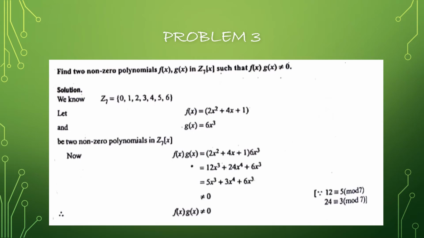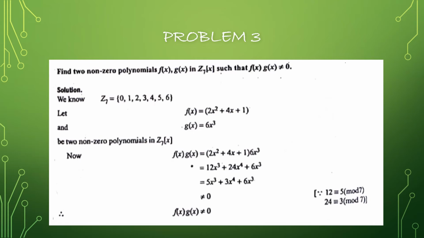So problem number 3. Find two non-zero polynomials f of x and g of x in Z7 of x such that f of x into g of x is not equal to 0. So f of x into g of x is nothing but it is irreducible. So here when you multiply these two, you should not get 0. But both should be non-zero polynomials in Z7. So what is Z7? 0, 1, 2, 3, 4, 5 and 6. So what is f of x and g of x?